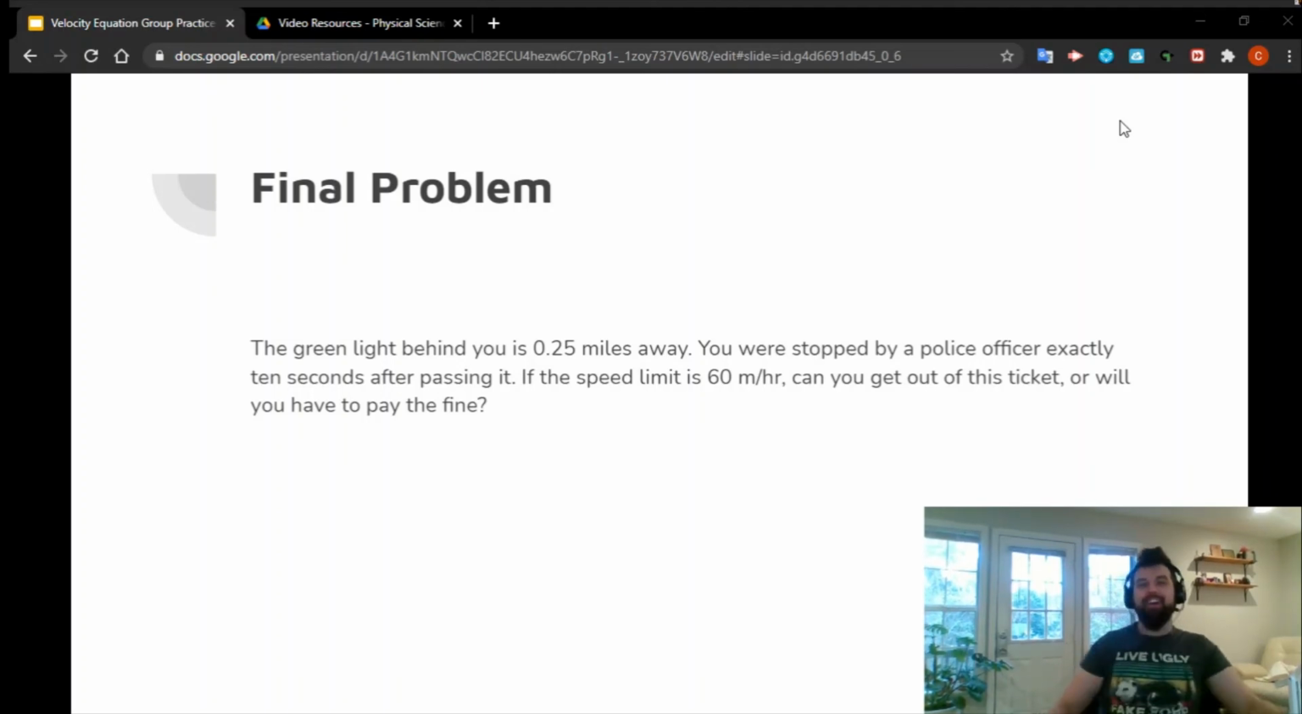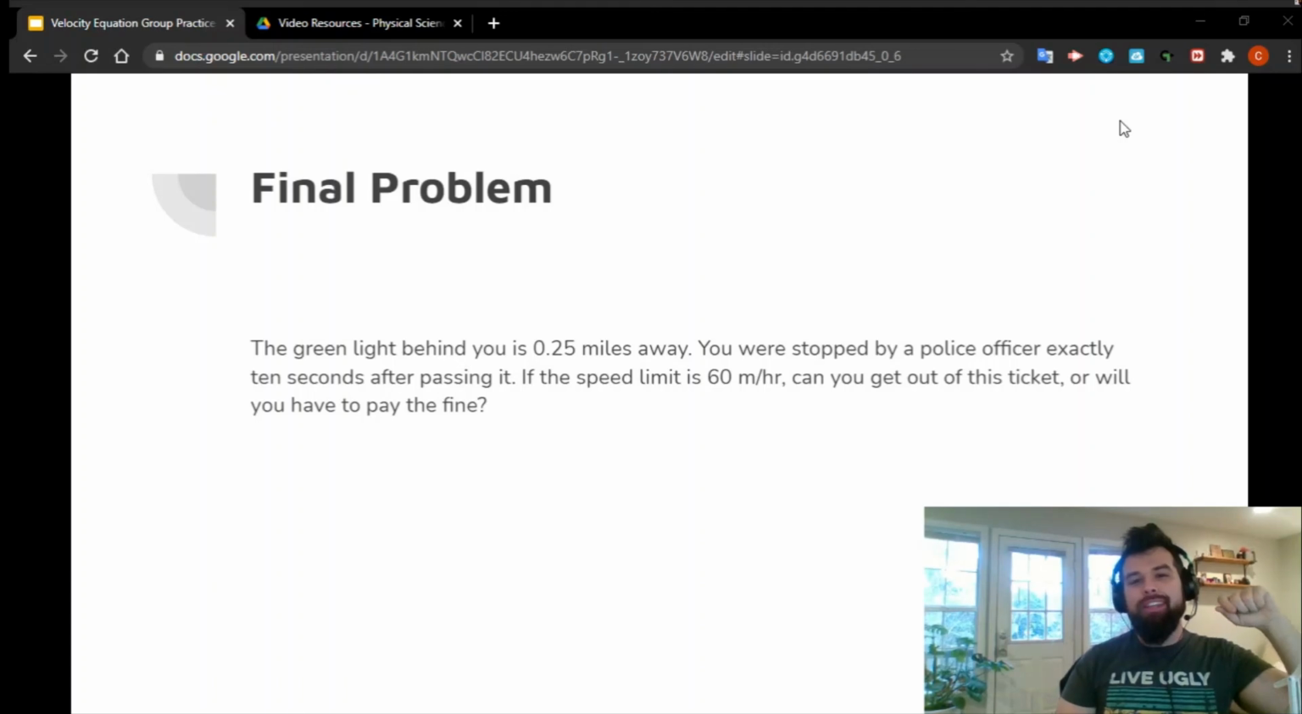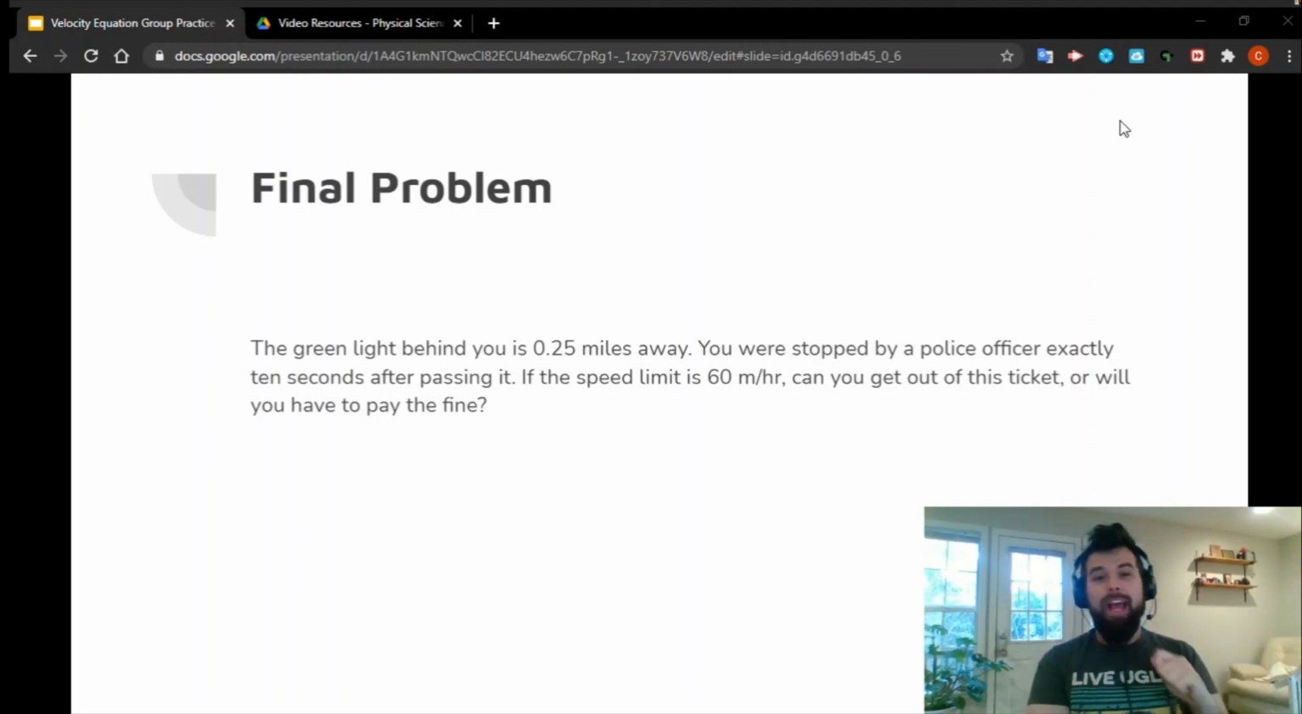Hey! So, final problem. The green light behind you is about a quarter mile away, 0.25 miles. You were stopped by a police officer exactly 10 seconds after passing it. If the speed limit is 60 miles per hour, can you get out of this ticket? Or will you have to pay the fine?